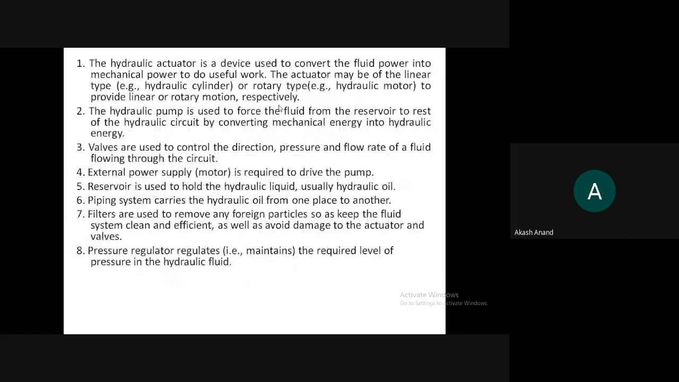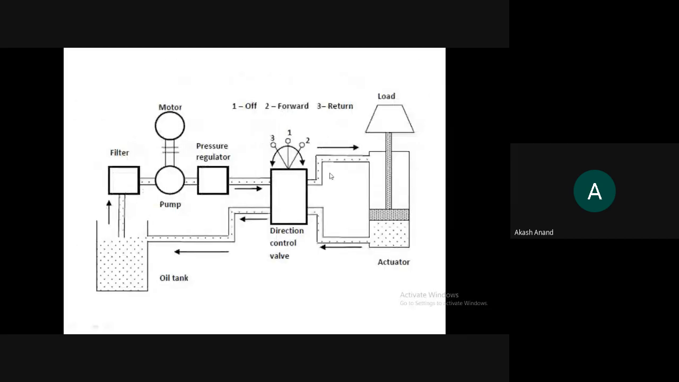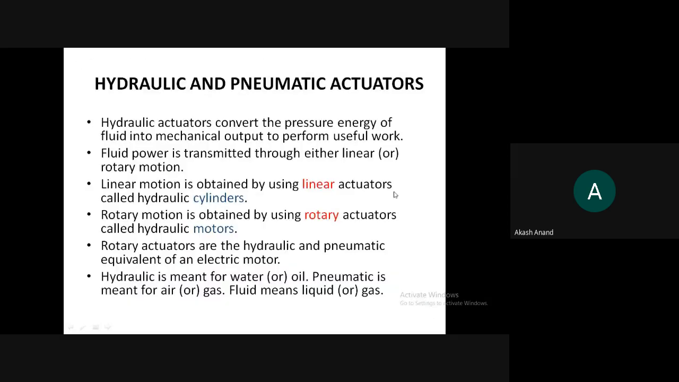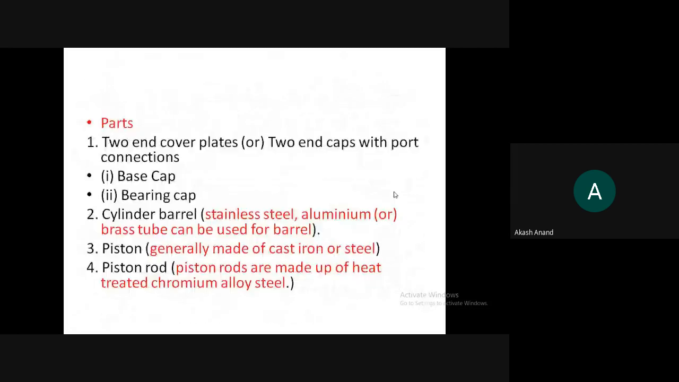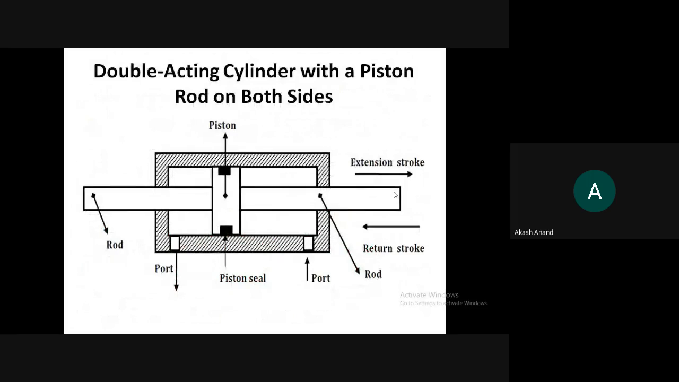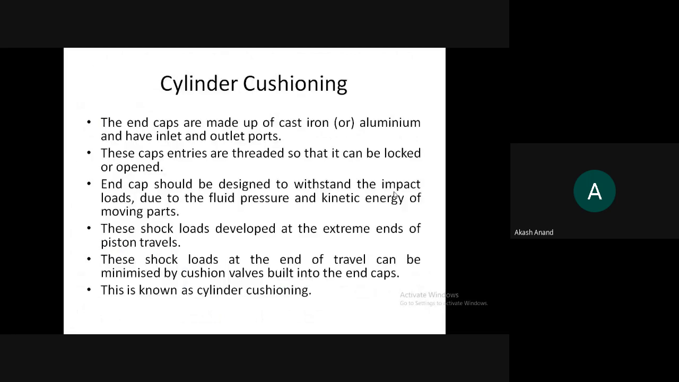Actually, I explained the working of a hydraulic system with the help of a double acting actuator. Okay, double acting cylinders. You can see here that there are two ports in this cylinder. So actually this is nothing but a double acting cylinder. Okay, I think it is clear to you. So this was the second type of cylinder that we are going to discuss here.